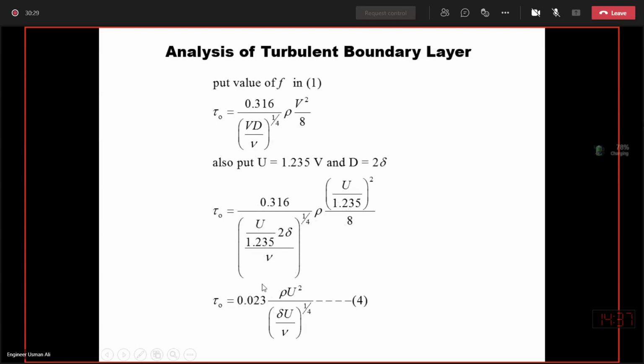So 0.023 will come, and the rest will be rho u square divided by del into u over nu power 1 by 4. So this is the equation of the shearing stress for turbulent flow.